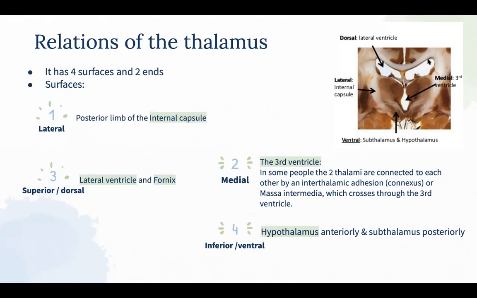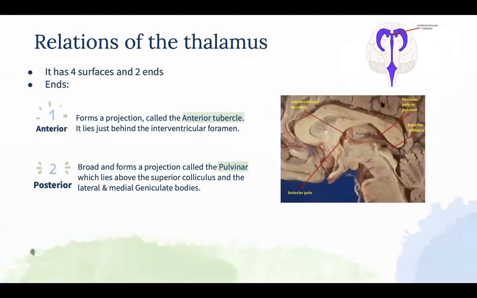راح نتكلم عن fornix بعدين. And inferiorly فيه the hypothalamus والsubthalamus. Hypothalamus anteriorly and the subthalamus posteriorly. هذه الsurfaces نشوف في ends. It has 2 ends. بما أن شكلها oval, we have an anterior and a posterior end. The anterior will form a projection called the anterior tubercle. راح يكون خلف the interventricular foramina.